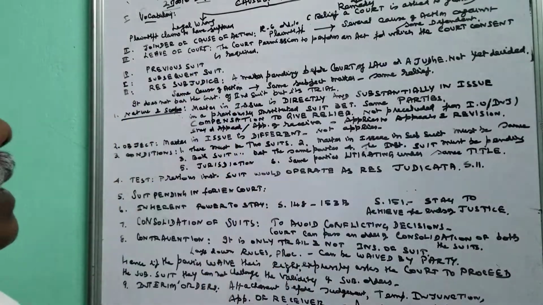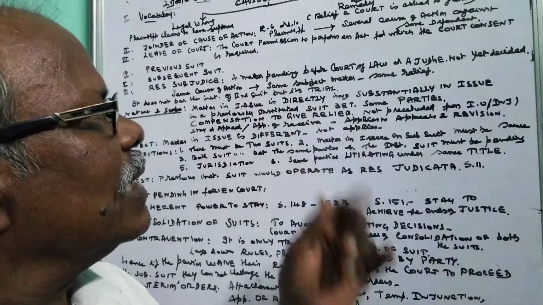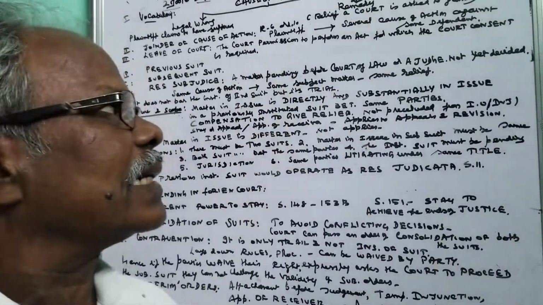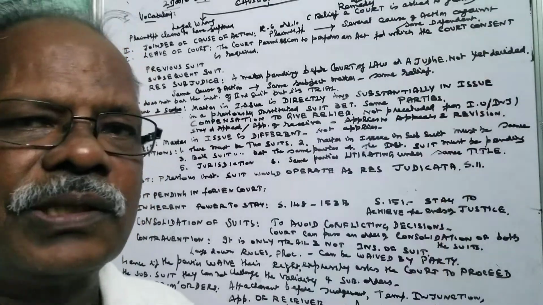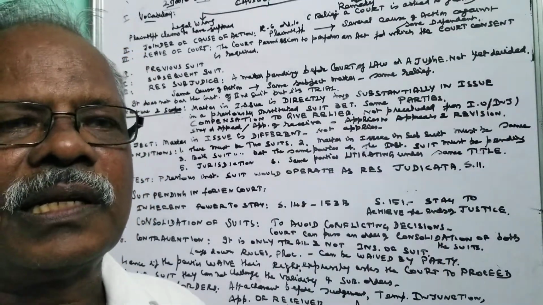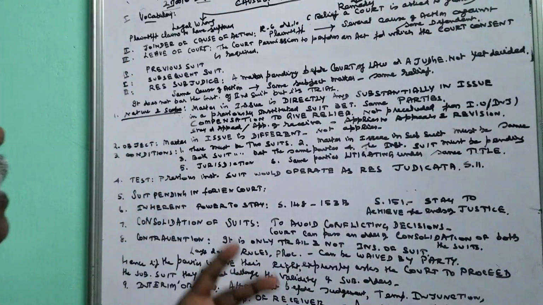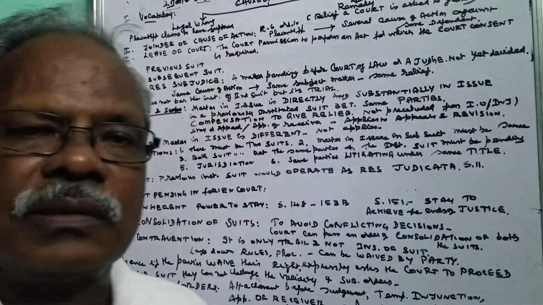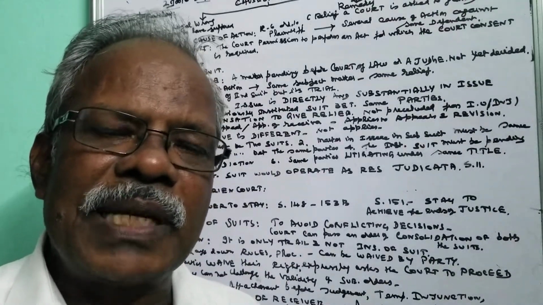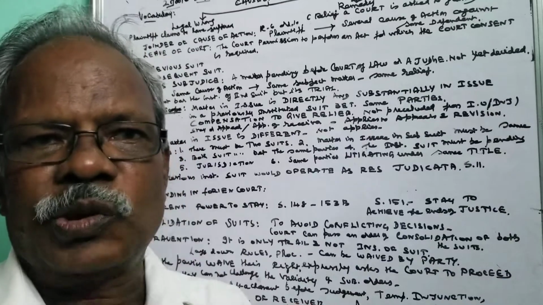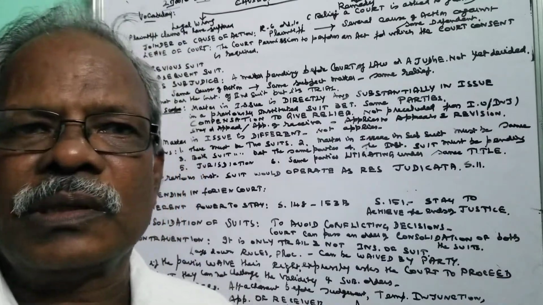Then next is leave of court. The court's permission to perform an act for which the court's consent is required. So the court's consent is required for proceeding with an act. That is called leave of court. Then previous suit. Previous suit means that on a subject matter, a suit has already been instituted. That is called previous suit.